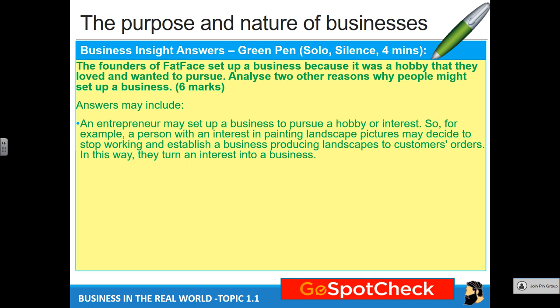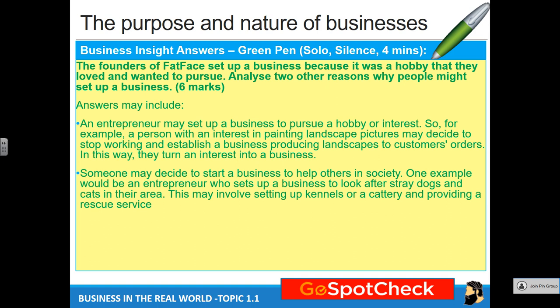So a hobby or interest is something you enjoy, something you have a passion for. So instead of waking up every morning thinking, oh, I have to go to work now, you're thinking, oh yeah, I want to do this. Because you have a genuine passion for it. It's something you want to do. So just turning this interest into a business, something that they enjoy doing, and I'm actually going to get paid to do it.